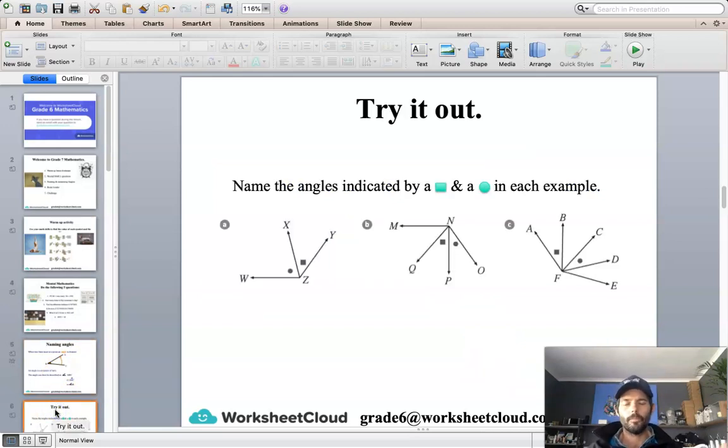So anyway, your turn. You need to name the angle indicated by a square, and you need to name the angle indicated by a circle. Off you go and do those.